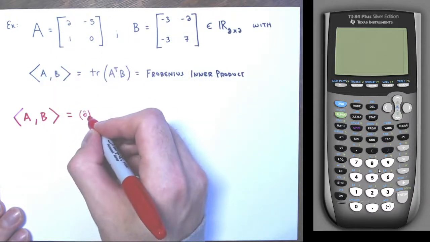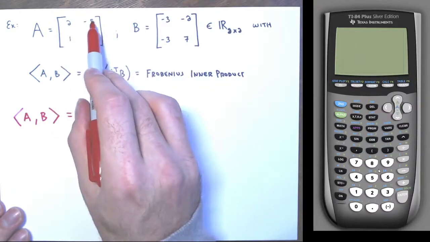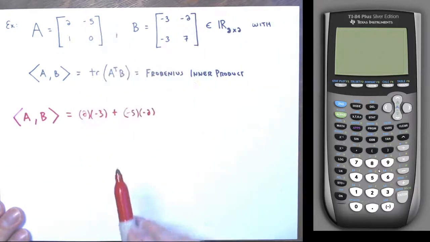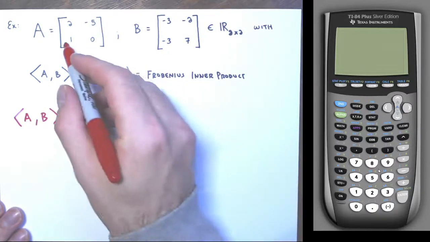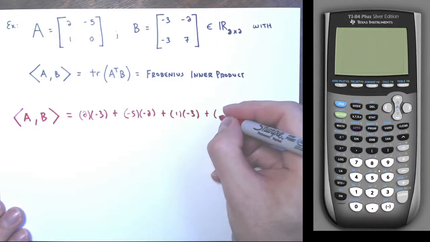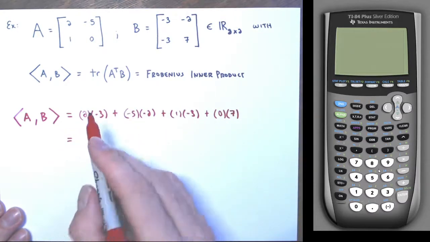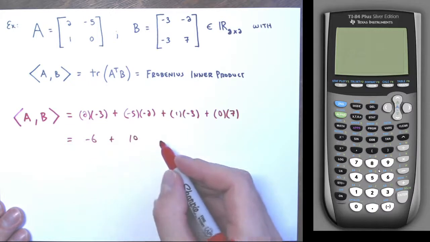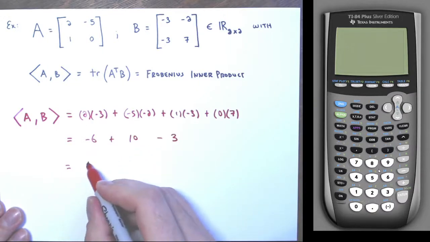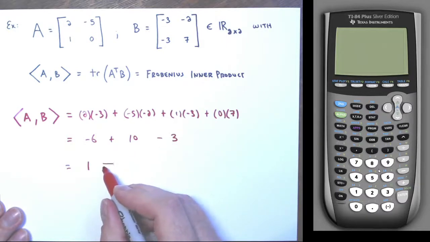So 2 times negative 3, those are the first row, first column entries of A and B, plus negative 5 times negative 2, the first row, second column entries, plus 1 times negative 3, the second row, first column entries, plus 0 times 7, the second row, second column entries. All right, so that's negative 6 plus 10 minus 3 plus 0. So this is 1, which is not 0.